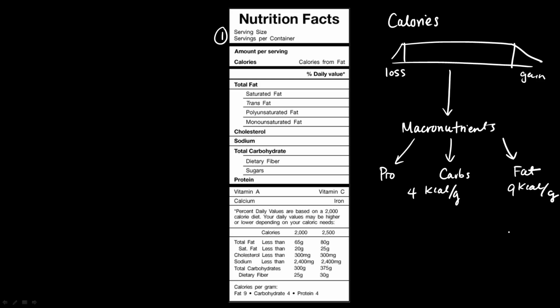So, as you may notice, on this nutrition facts label, you do have the macronutrients here, right? So for protein, you'll have it here. For carbs, you'll have it here. And for fats, you'll have it here.